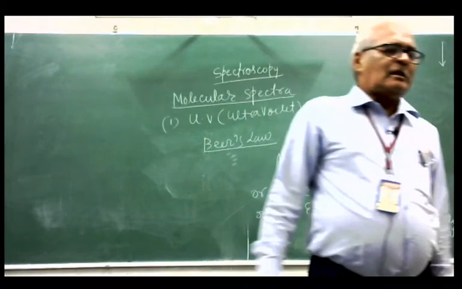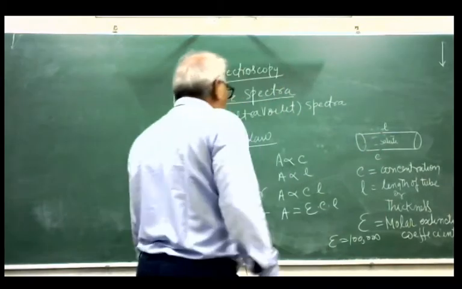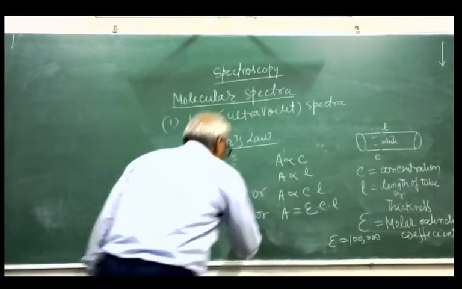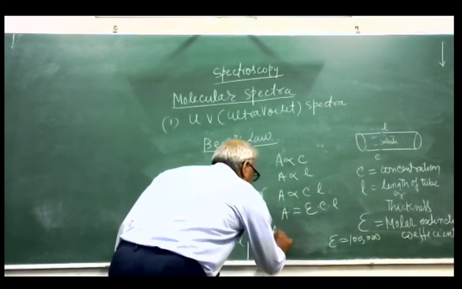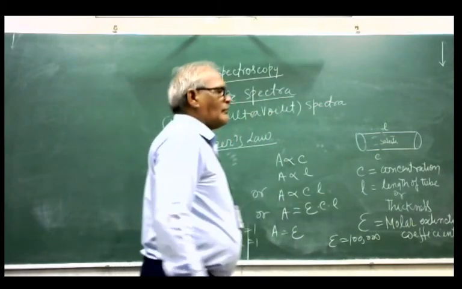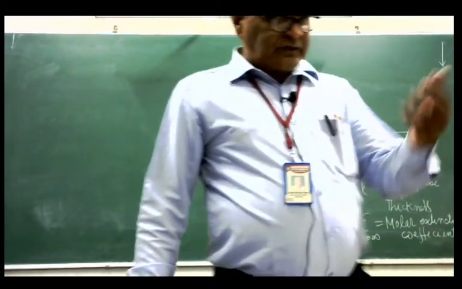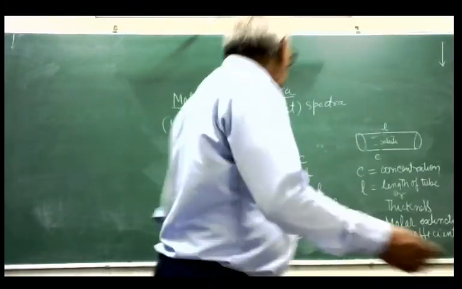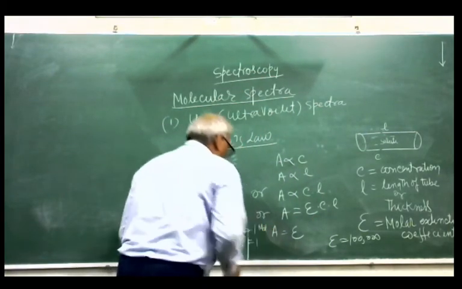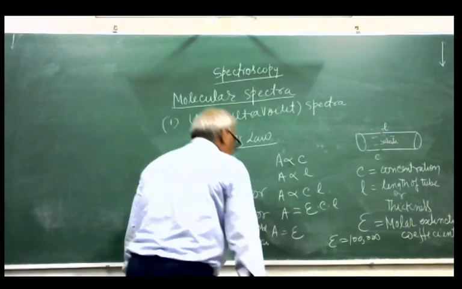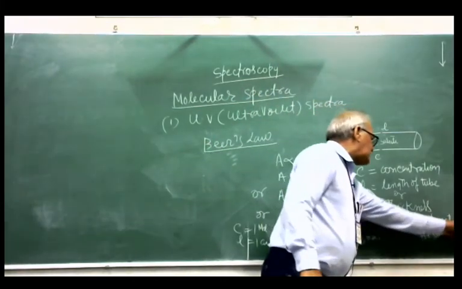We shall study all the factors. Just see, if C is equal to 1 and L is equal to 1, then A is equal to epsilon. So in this way, when concentration means 1 mole and length 1 centimeter, this is known as the molar extinction coefficient.